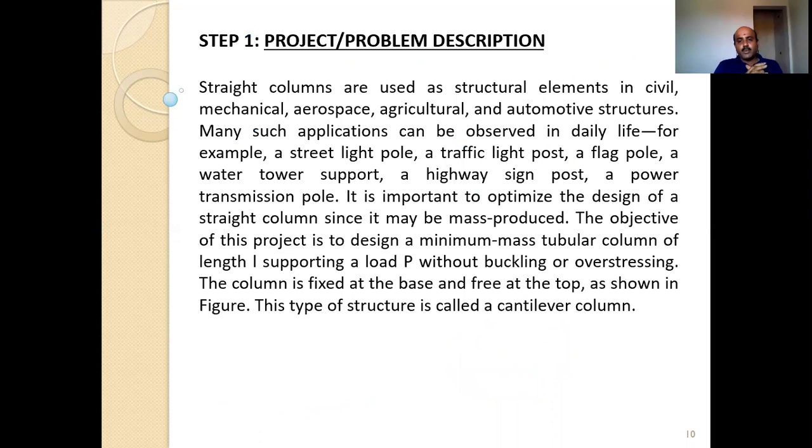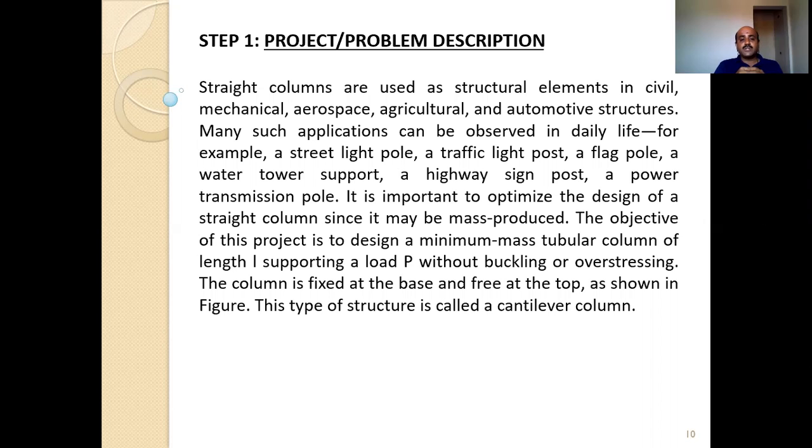Let us look at the problem description here. Straight columns are used as structural elements in civil, mechanical, aerospace, agricultural, and automotive structures. Many such applications can be observed in daily life, for example a street light pole or traffic light post, a flag pole, a water tower support, a highway sign post, a power transmission pole. It is important to optimize the design of a straight column since it might be mass produced.